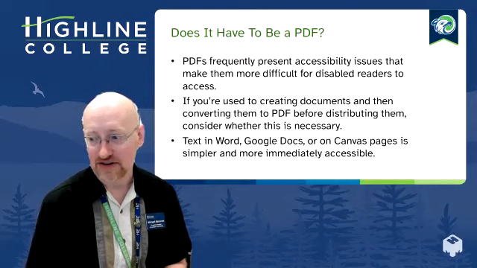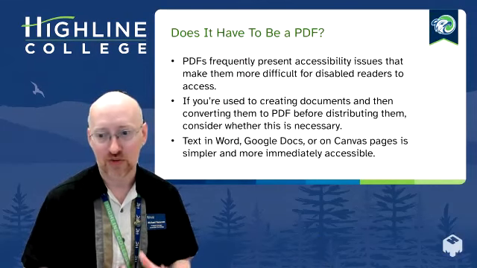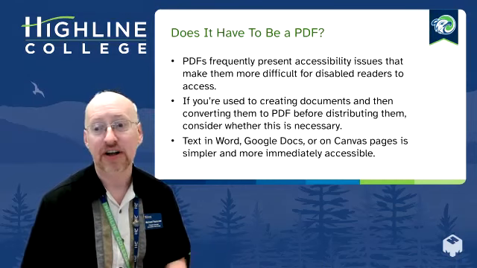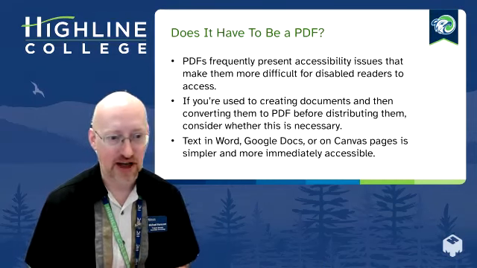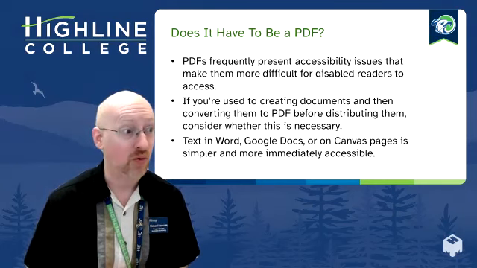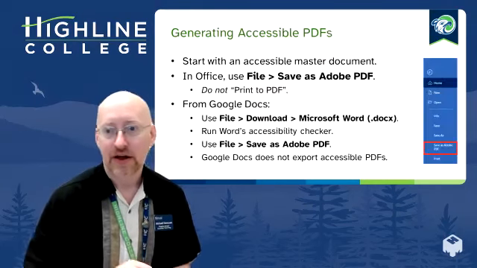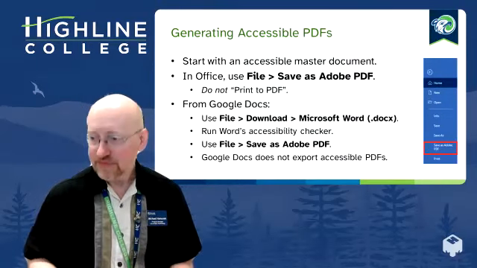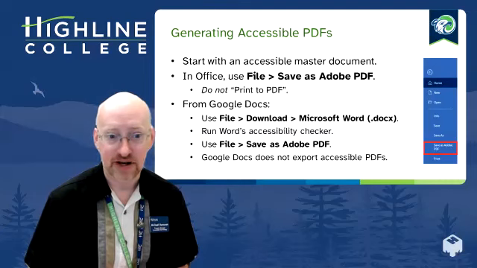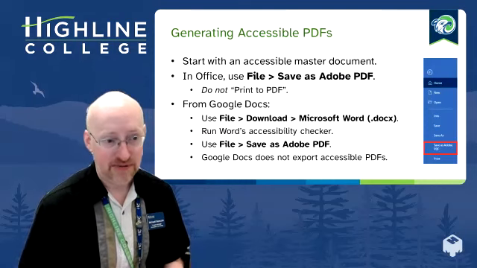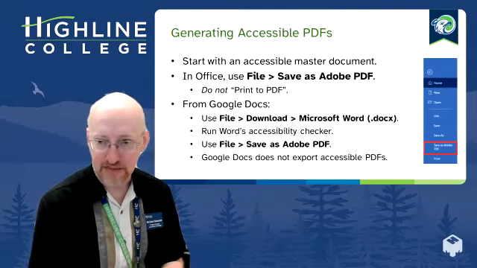So text in native documents, whether it's Word, Google Docs, or just a web page, like a Canvas page, it's simpler, it's more immediately accessible, and it gives the user that agency to make sure they can access it in the way that works best for them. But if it does need to be a PDF, and there are situations like that, it's best if you run the accessibility check in your master document first, and then create the PDF from there, get it as accessible as possible first.